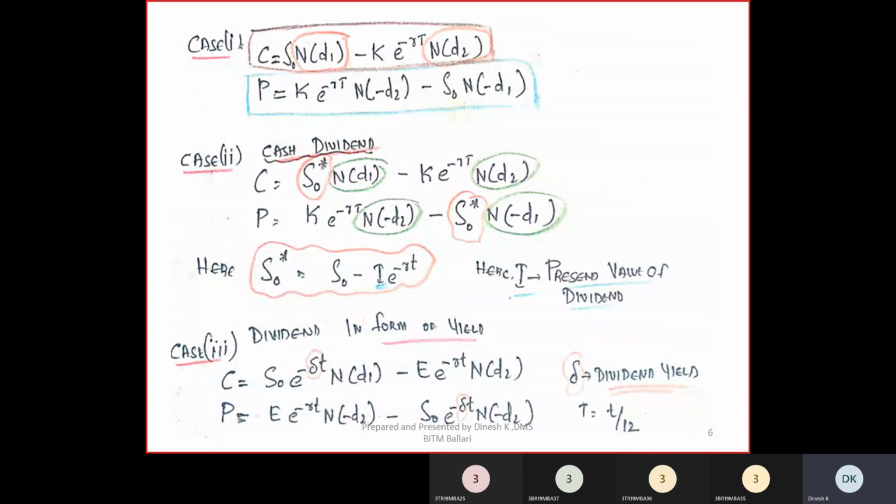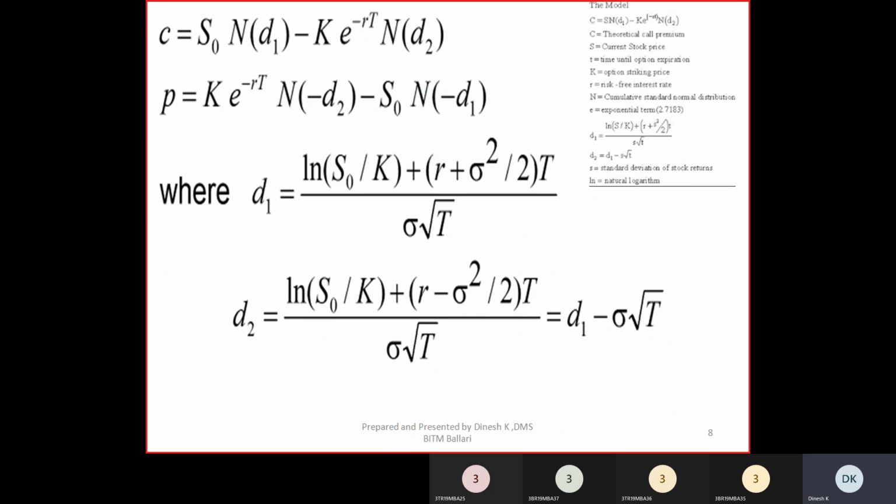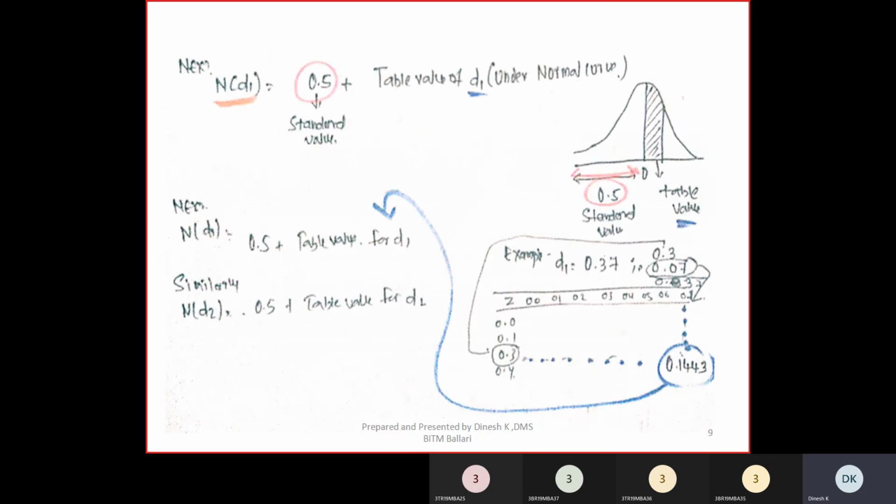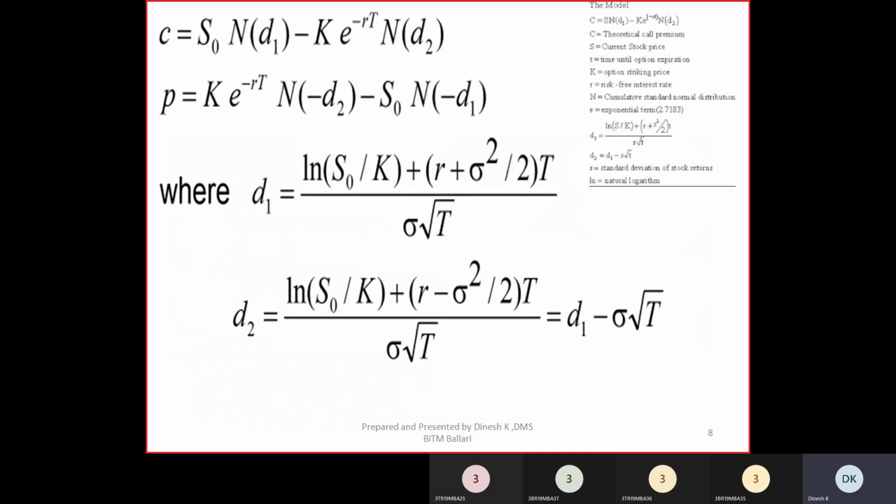Similarly, for the put option, if you want to calculate the same thing, this is the standard formula: K, capital K, e to the power of minus R T, and S naught is available in the question. What you need to calculate is N of minus D2 and N of minus D1, right? To calculate minus D2 and minus D1, first you need to calculate D1 and D2, using the same formula that we used, right?